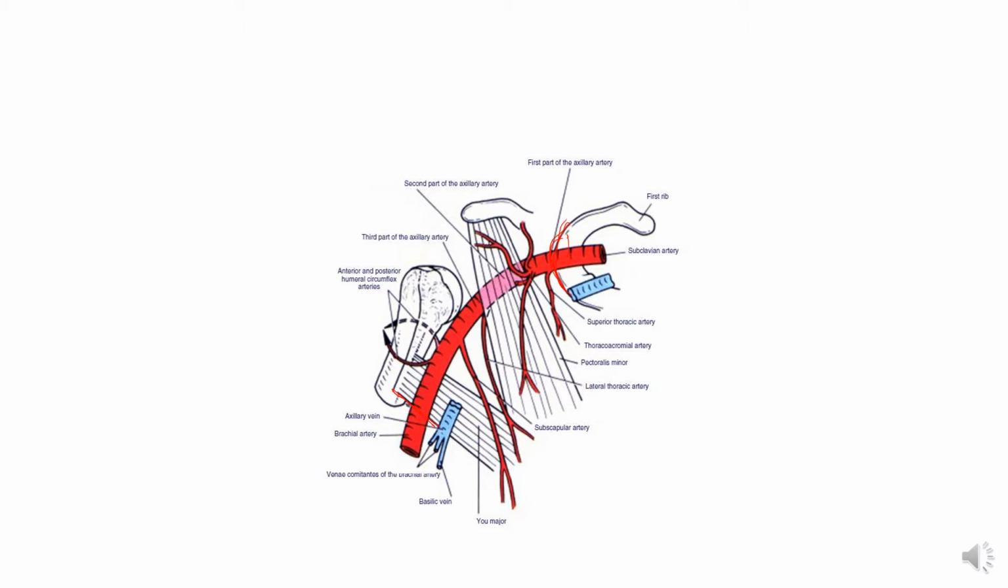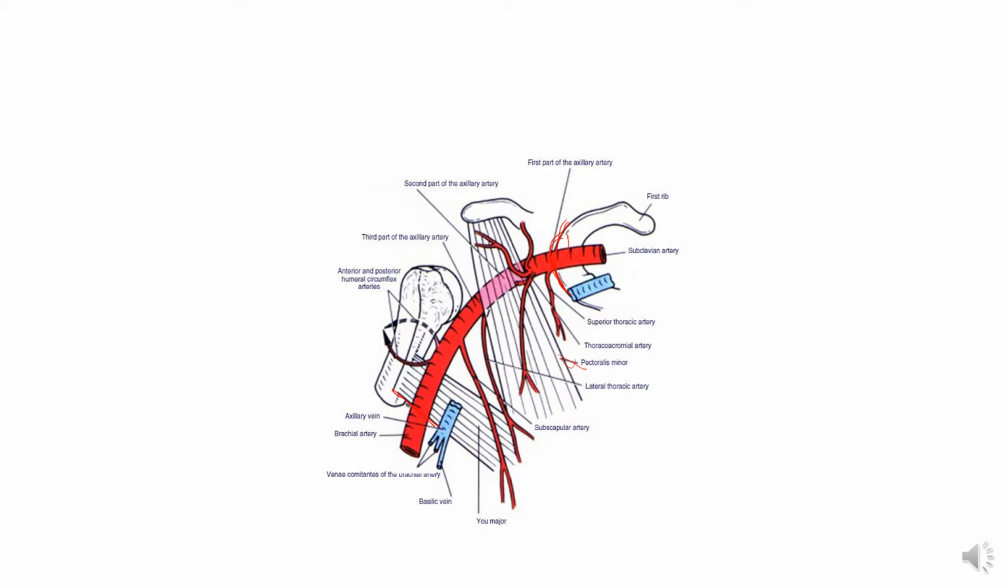It passes posterior to the pectoralis minor and enters into the arm, and it becomes the brachial artery when it passes inferior to the inferior border of the teres major, at which point it usually has reached the humerus. For descriptive purposes, the artery is divided into three parts by the presence of the pectoralis minor muscle.